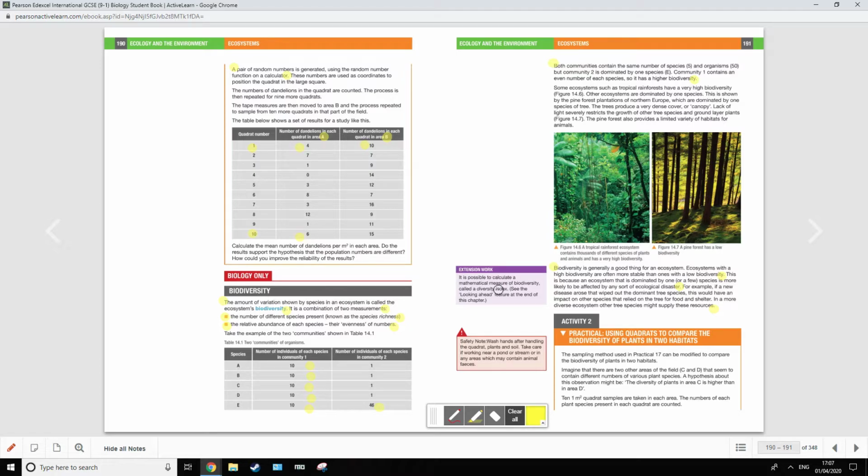Extension work here, I just like to mention it. It is possible to calculate a mathematical measure of biodiversity called the diversity index. See, they're looking ahead to another chapter. So the diversity index is a number that you calculate by putting this data in. This is basically simple data we have. We can say, okay, this one has more biodiversity because it's obvious. But what if this was maybe 7, 5, 4, 7, 6, and this was 5, 5, 4, 5, 7? So how can you actually compare these two communities? That's when the species diversity index comes into play. Okay.